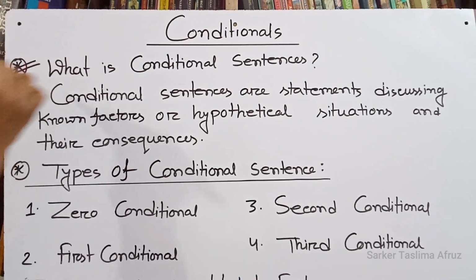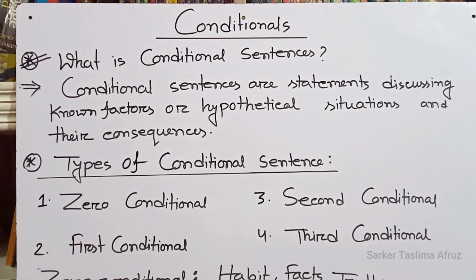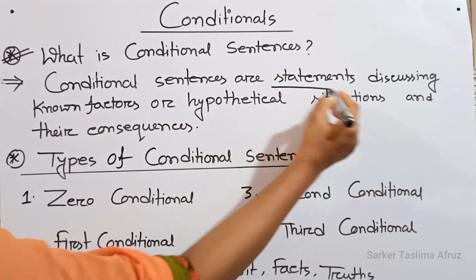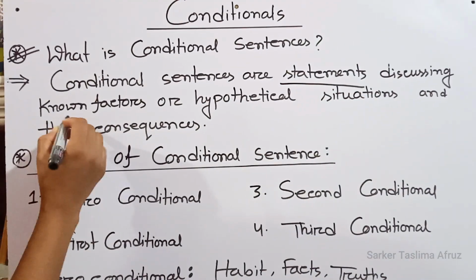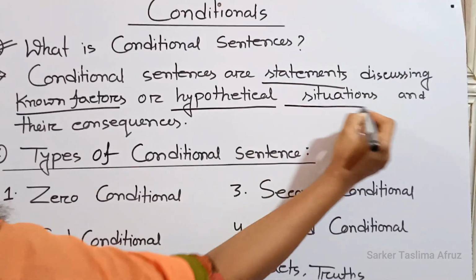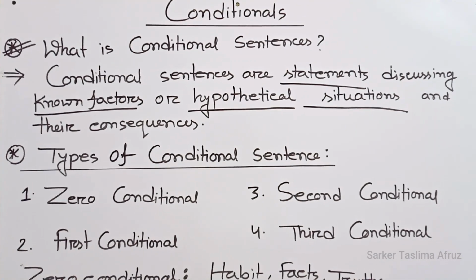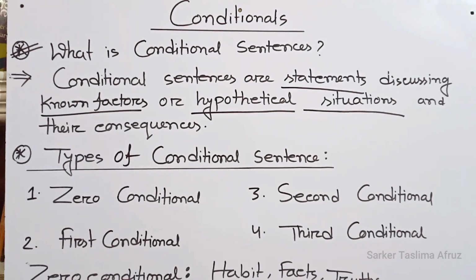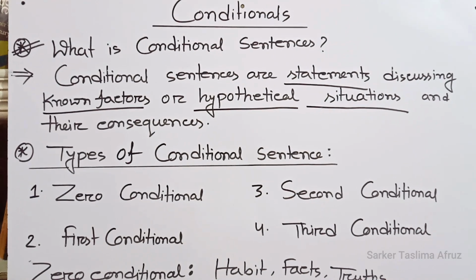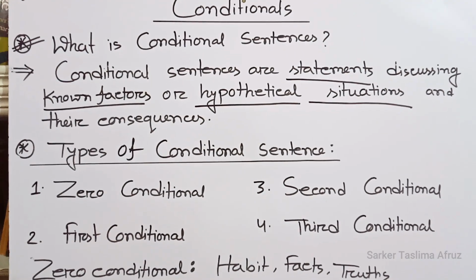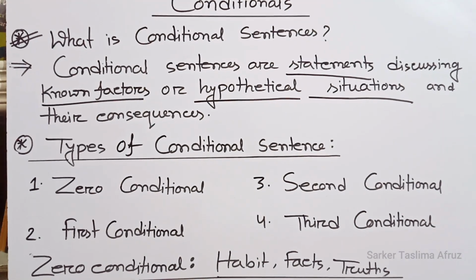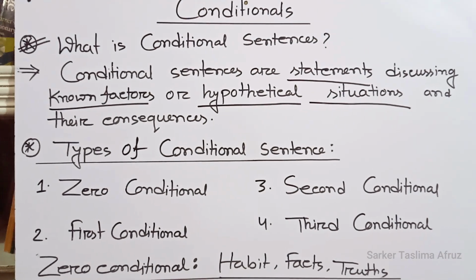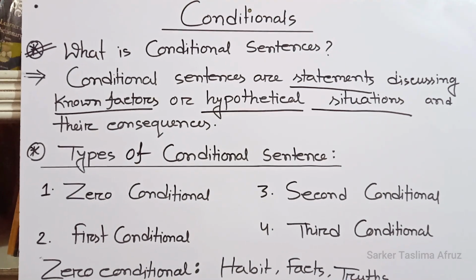Well, dear students, you can see I have written here the definition of what to use conditional sentences for. Here the definition is, conditional sentences are statements discussing non-factual or hypothetical situations and their consequences. So, from the definition, we can say conditionals are basically used to describe the result of something that might happen in the present or future, or might have happened but didn't. So this is the easiest definition of conditional sentence. I hope, dear students, you understood the definition and where to use conditional sentences.